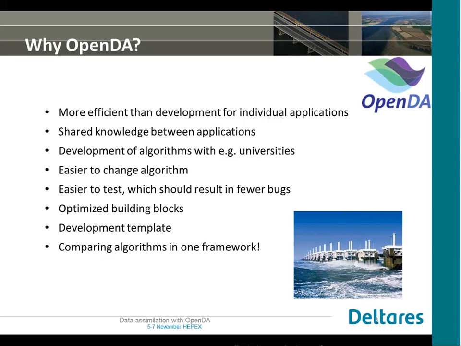Optimize the building blocks for computational things, also problems you encounter, and things that come up. And there's a development template for connecting your model, connecting another algorithm. And I think also if you start comparing different algorithms, it's very useful to do that in one framework instead of all these methods being developed for individual applications and then doing a comparison, because then you're not really sure what you are comparing.